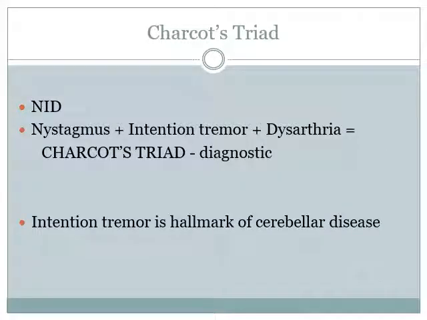Now, whenever you have nystagmus, intention tremor, and dysarthria, we call this Charcot's triad, and this is diagnostic for somebody having cerebellar disease. And intention tremor is the hallmark of cerebellar disease.